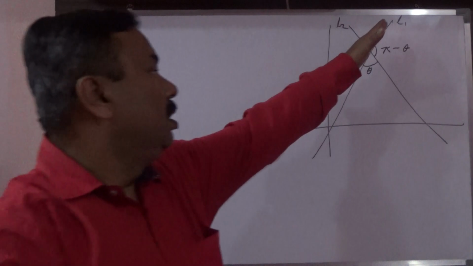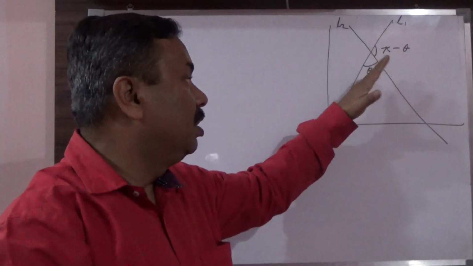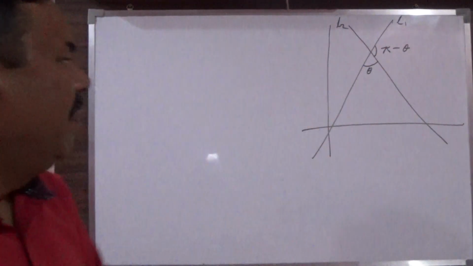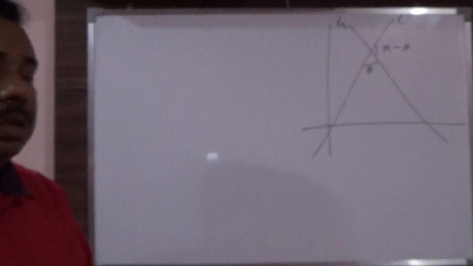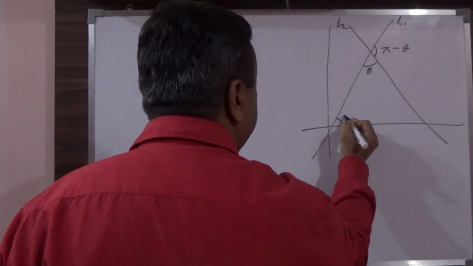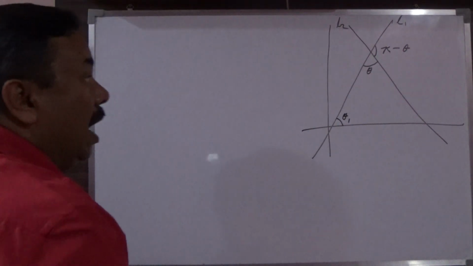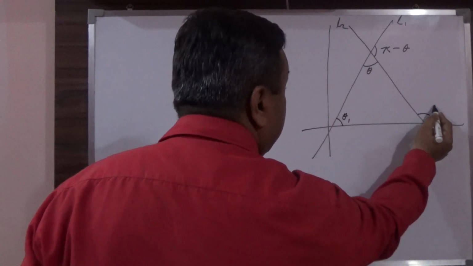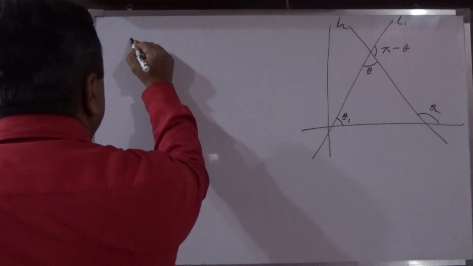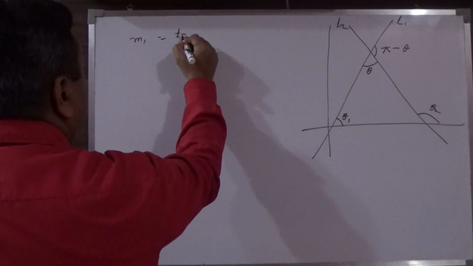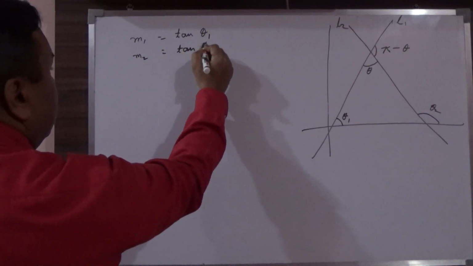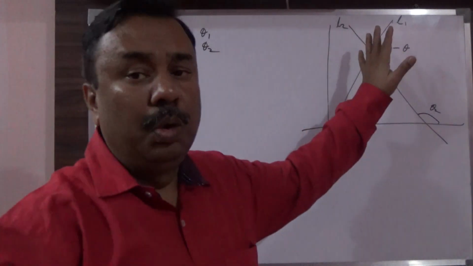Because these two make supplementary angles, the sum is 180 degrees or pi. So if this is theta, this is pi minus theta, and I will find out the value of theta. How? Suppose the angle made by this L1 is theta 1 and the angle made by the positive direction of this is theta 2. If so, then what is m1? m1 is tan theta 1 and m2 is tan theta 2. That is the slope of the two lines.